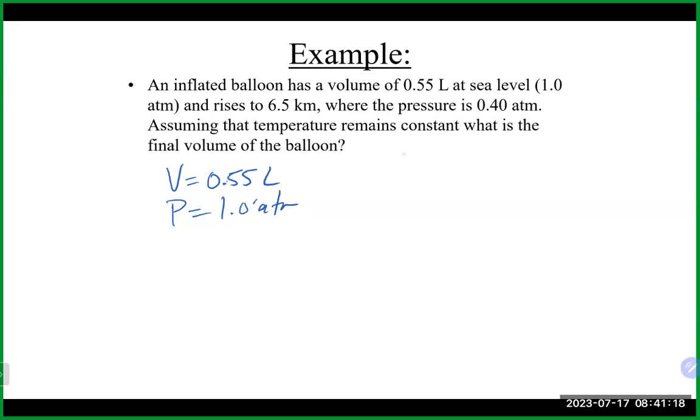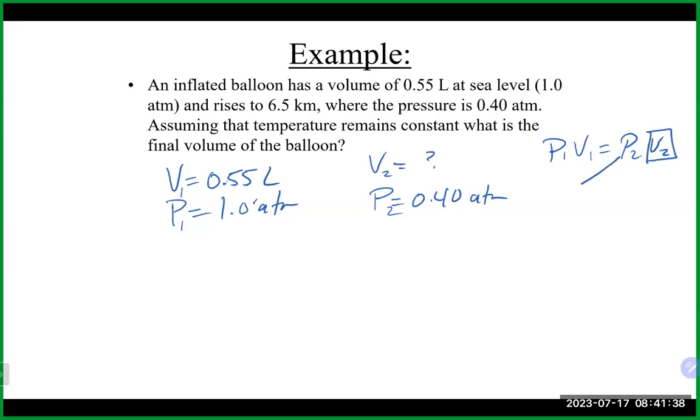Rises to 6.5 kilometers, which is useful units here. We don't really need that for anything. We do have another pressure that is 0.4 atmospheres, and we are looking for a volume here. So once again, you can hopefully see Boyle's Law developing there. In this case, we are looking for V2, which means we're going to send P2 to the other side on the bottom.